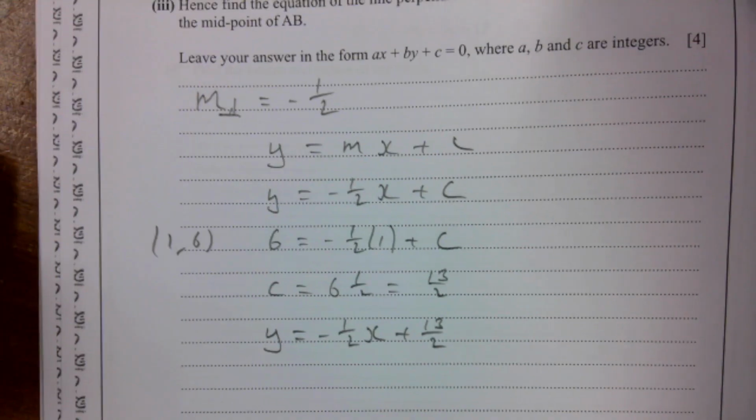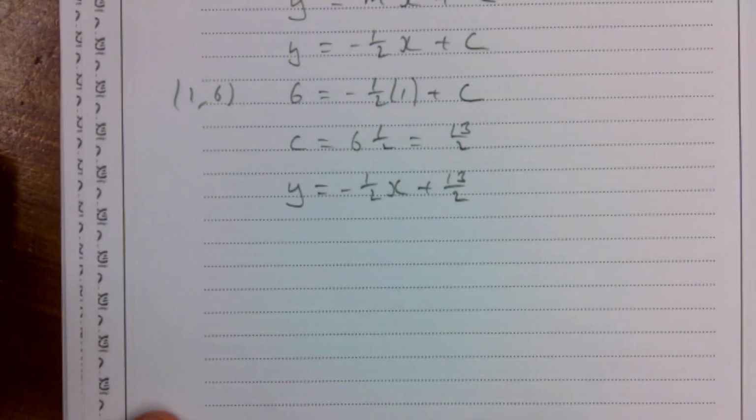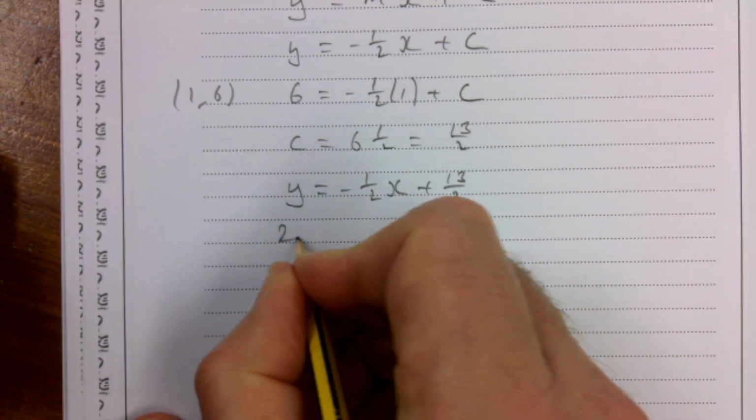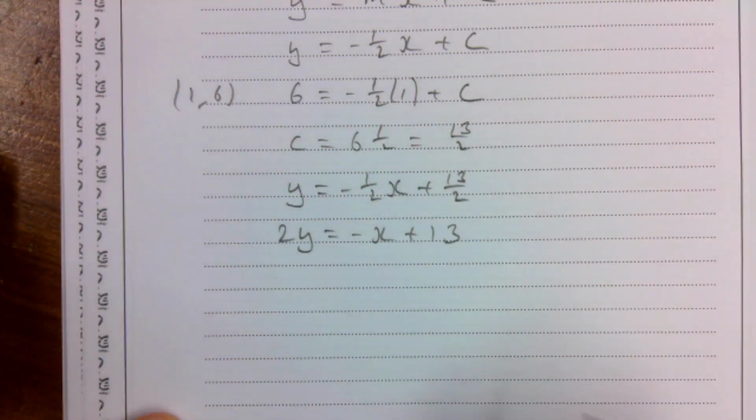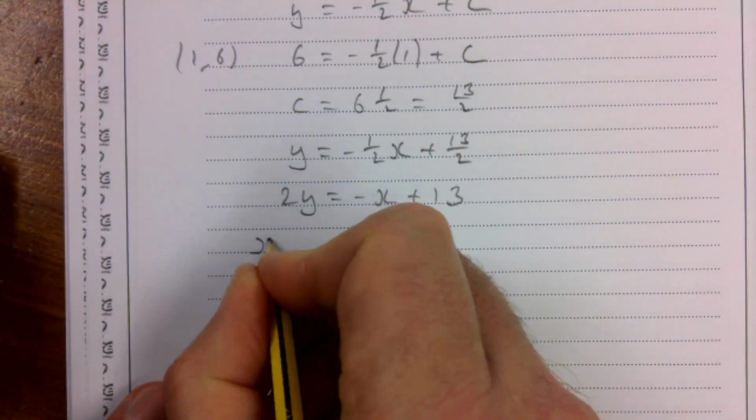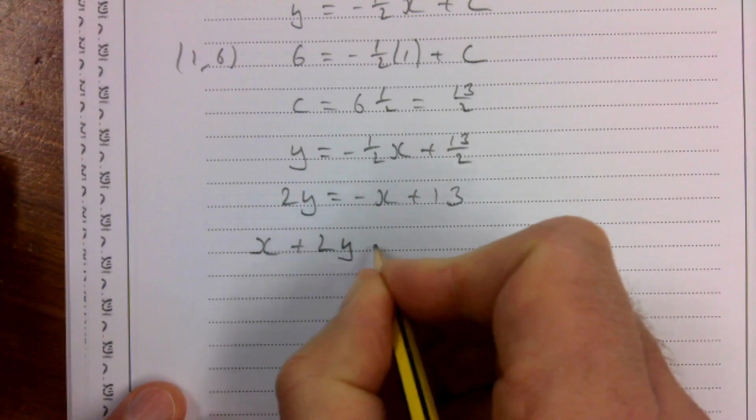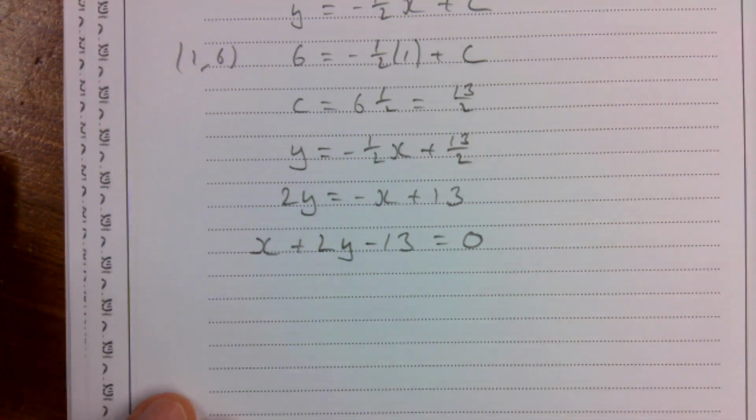But look at the form they want it in. They want everything in the one side, and they want these as whole numbers. So I'm going to times by 2 first of all, giving me 2y is -x plus 13, and then taking everything then to the one side is going to be x plus 2y minus 13 equals 0.